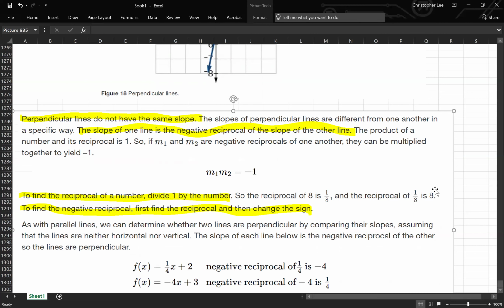So perpendicular lines do not have the same slope. The slopes of perpendicular lines are different from one another in a specific way. The slope of one line is the negative reciprocal of the slope of the other line. Remember that.